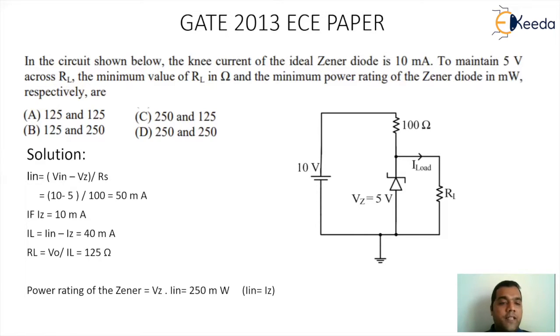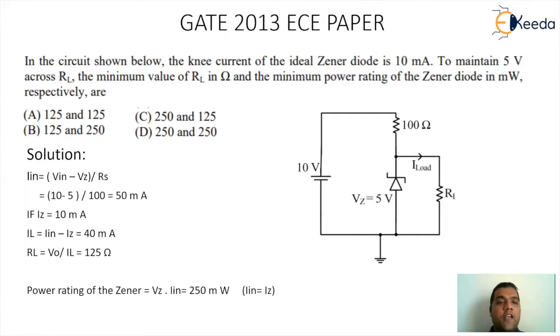So the power rating of the Zener will be Vz into In, because the maximum possible Zener current can be 50 milliampere in case the load is disconnected. So under this situation, the Zener will take its max value of current, which will be equal to 50 milliampere. So the input current will be equal to the Zener current that time. So the value of the power rating will become Vz into In. The value of Vz is 5 and the input current is having a value of 50 milliampere. So automatically 5 into 50 will give me 250 milliwatt. So the value of your power rating for the Zener is 250 milliwatt.